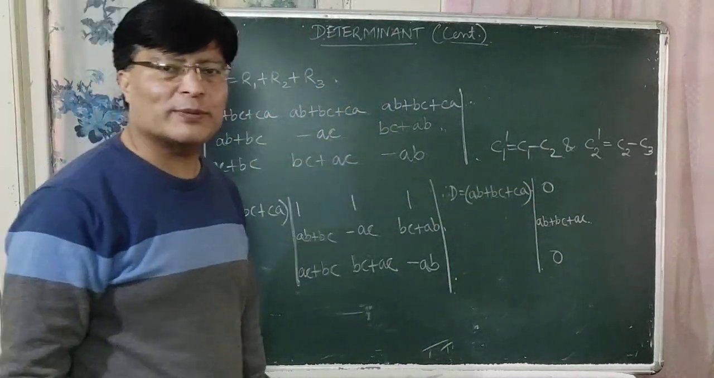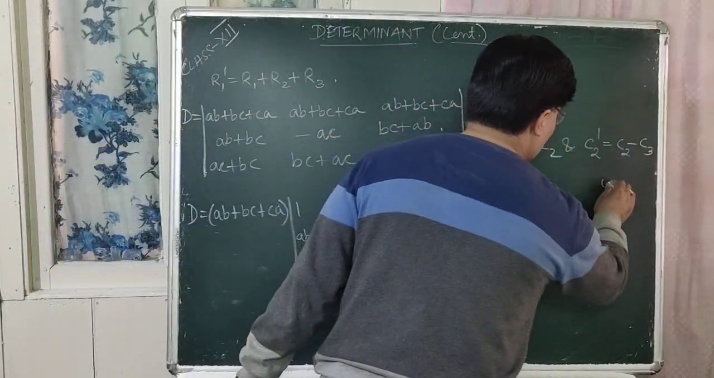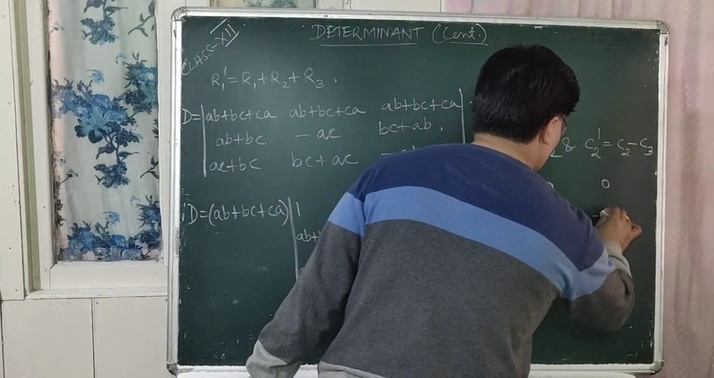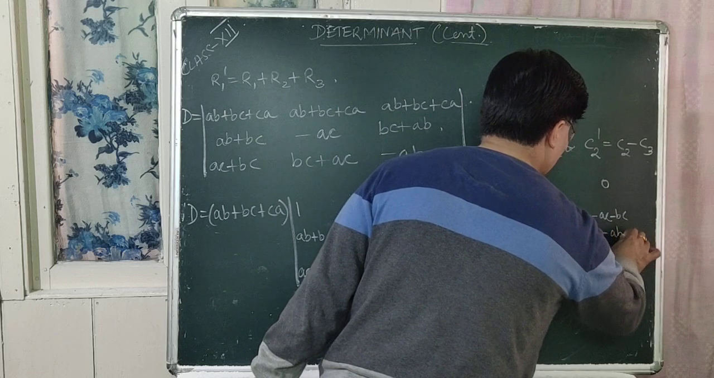C2 dash is equal to C2 minus C3. Now column 2 is changing. So 1 minus 1 is 0 here also. This minus this, what do we write? Minus AC minus BC, let us write here minus AB, right?